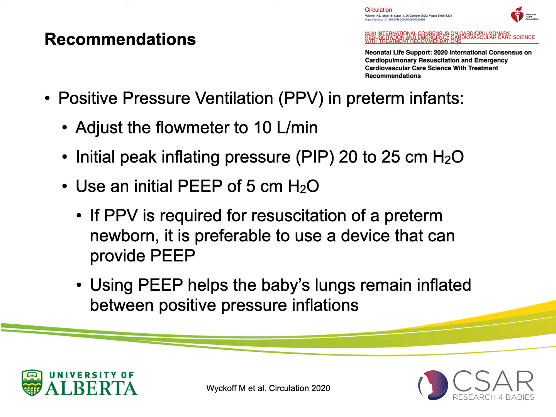Now, what are the current recommendations from the Resuscitation Guidelines, or NRP? They tell us we need to use positive pressure ventilation. We should adjust the flow meter to 10 liters, pick a pressure around 20 to 25 centimeters of water, and use an initial PEEP of 5 centimeters. Why that? Because this will help the baby's lungs, when they inflate, to stay inflated during those positive pressure inflations. The main focus today will be around the peak inflation pressure, which is around 20 to 25.